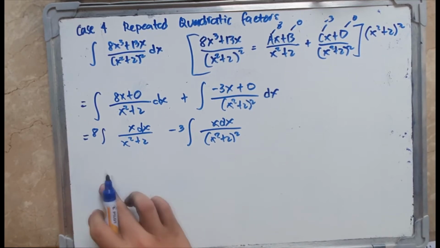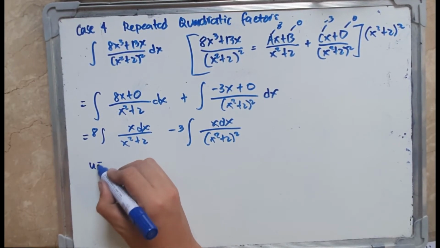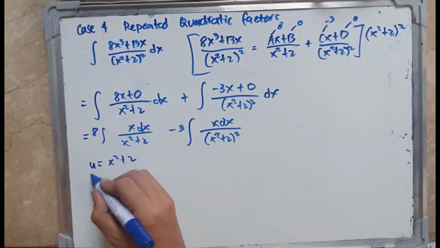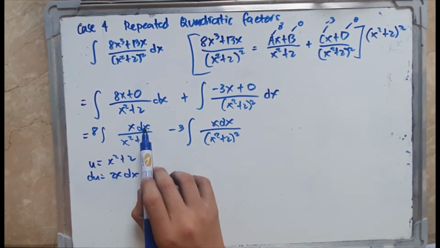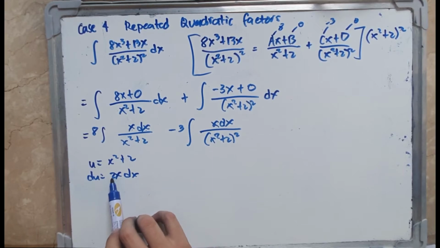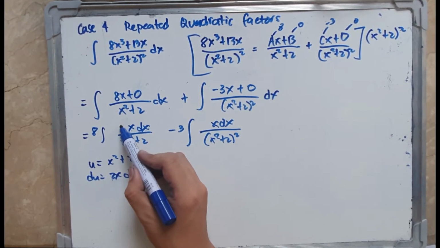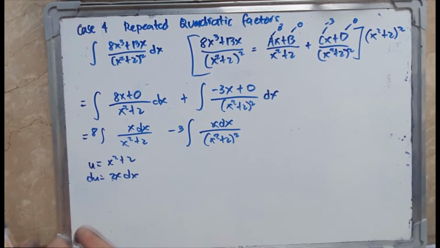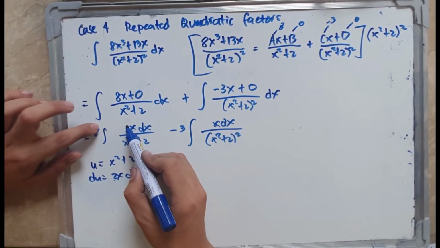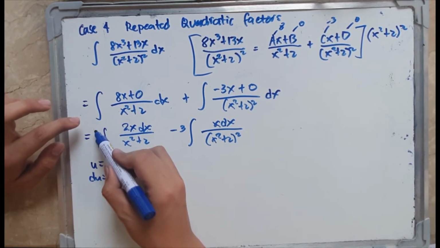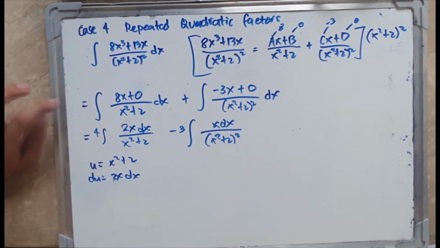If we consider the denominator as the u, x squared plus 2, the derivative of u is 2x dx. We already have x dx, so we need to find 2. So if we write 2 here, 4 times 2, that is 8. So we now have 2 and 4 outside, in the form of du over u.